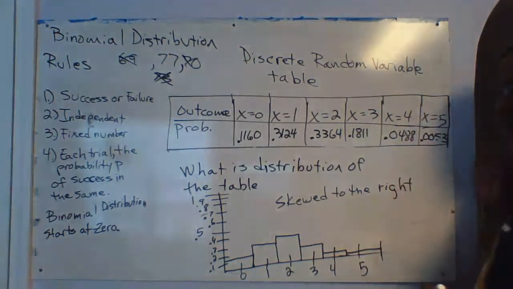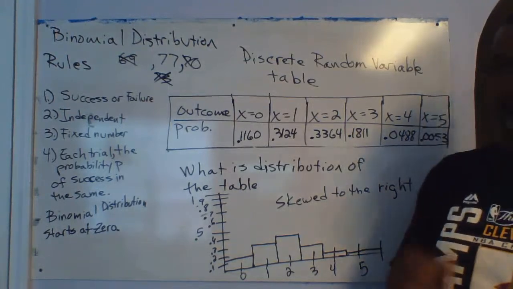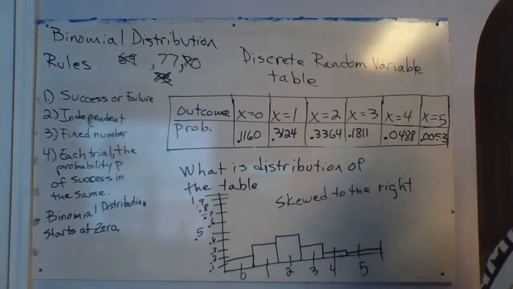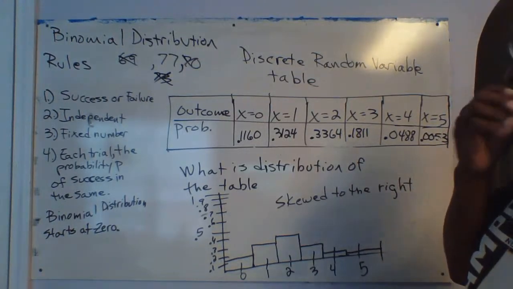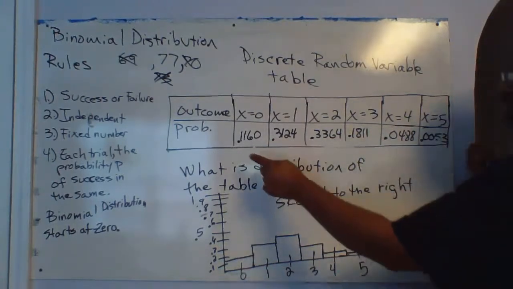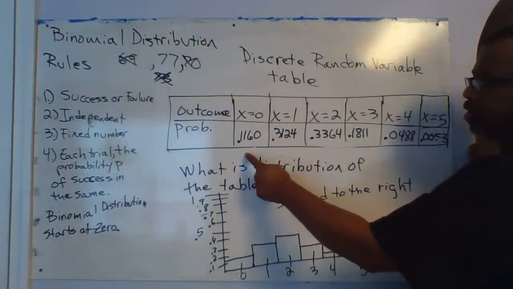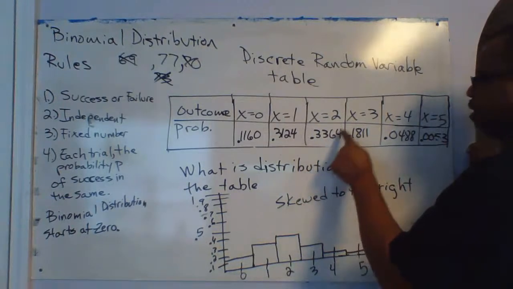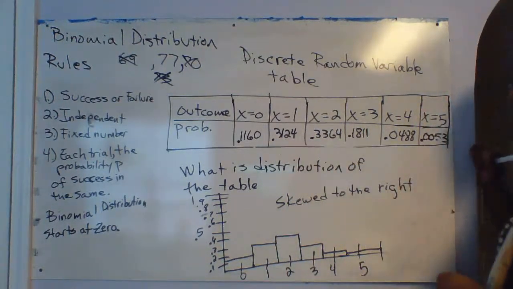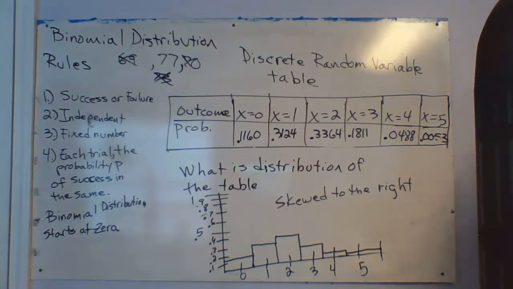Outstanding, Jennifer. Good job. So you could have just looked at this. Here it's going up, goes to a peak, then it just goes down. So you can also look at the table and see that it's skewed to the right.